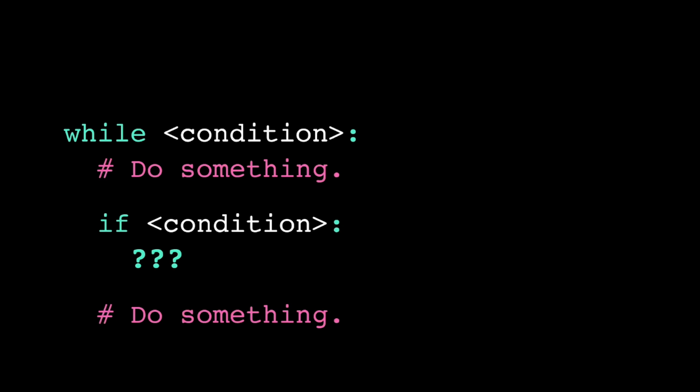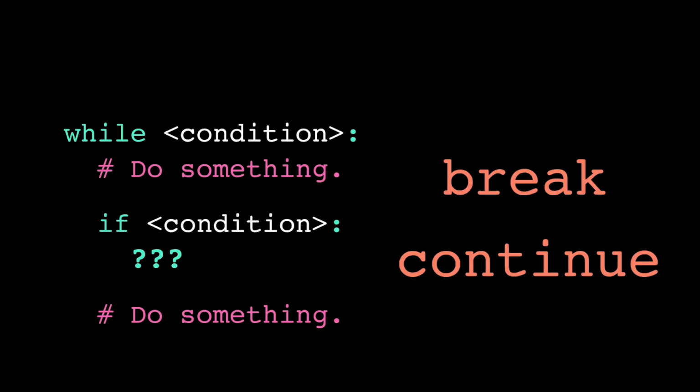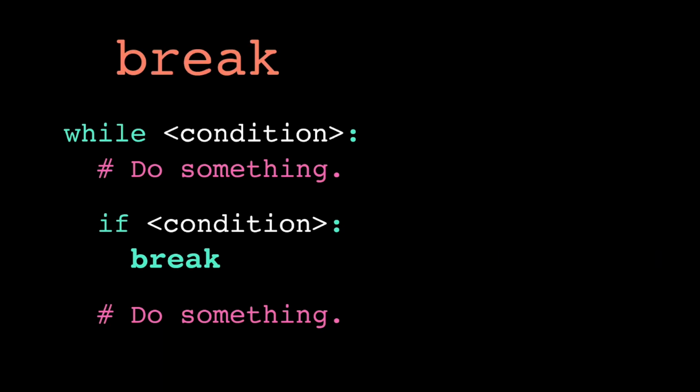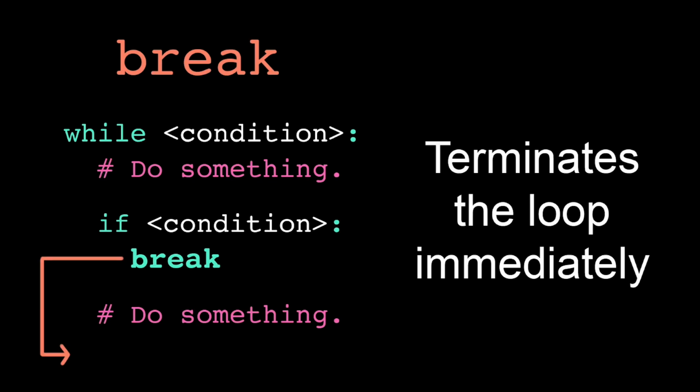We may sometimes want to alter the normal control flow of our loops to either terminate early or skip an iteration. To do this, we can use the break and continue statements. A break statement tells the computer to immediately terminate the loop. We write it with just the keyword break.